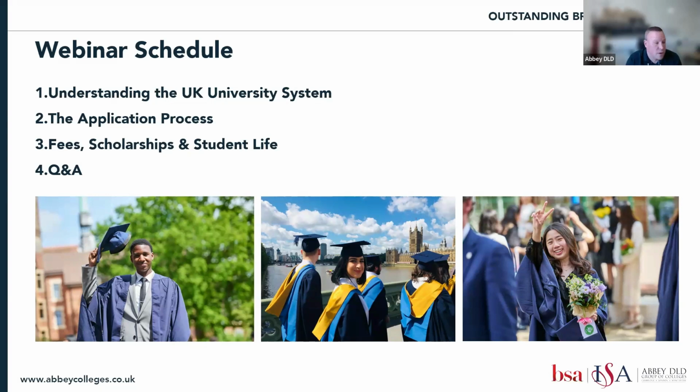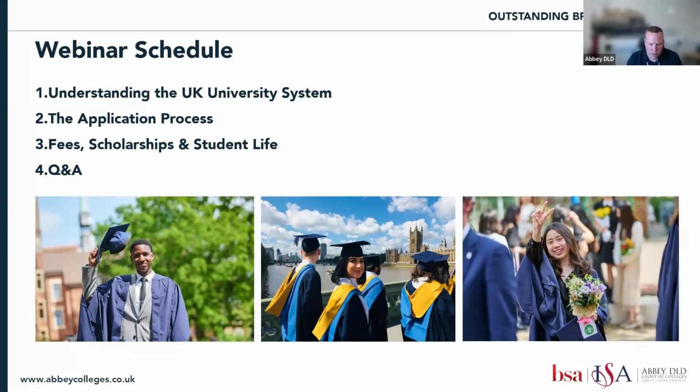So the schedule today, we're going to look at the UK university system. We're going to talk a little bit about the application process, and then we're going to very briefly cover some of the fees, some of the scholarships that might be available as an international student, and a little bit about some of the other factors of student life that you need to consider when you're applying to a UK university from overseas as well. So some of the other costs and some of the other opportunities that are available if you're studying in the UK.